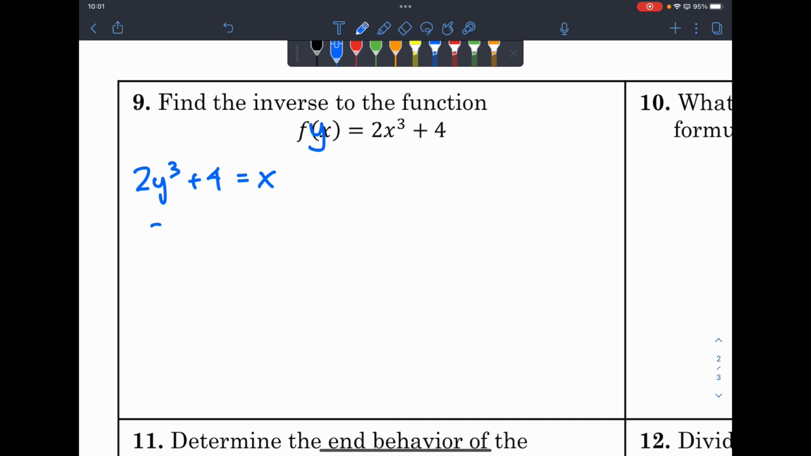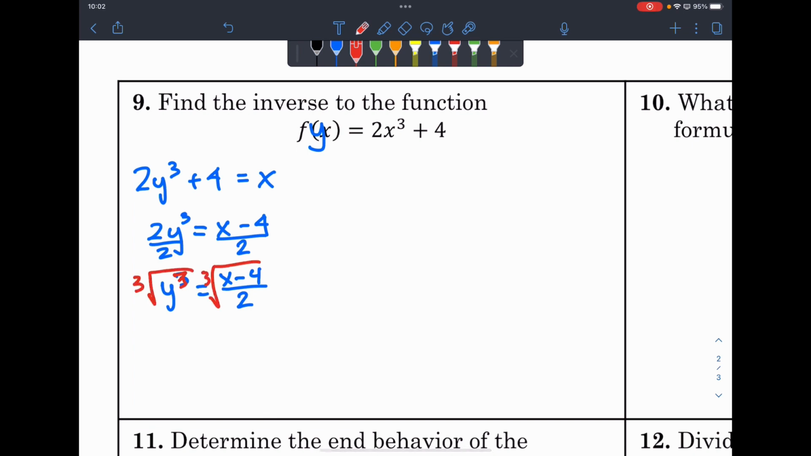So I subtract 4 from both sides. I divide everything by 2. Let me just write it like that. Divide all of this by 2. So y to the third equals x minus 4 divided by 2. And to get rid of the power of 3, we're going to use the root, but the third root this time. So we end up that y is equal to the third root of x minus 4 over 2.